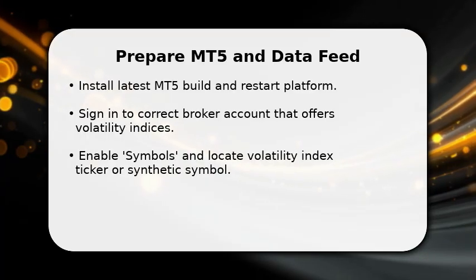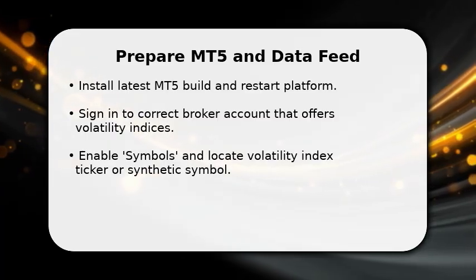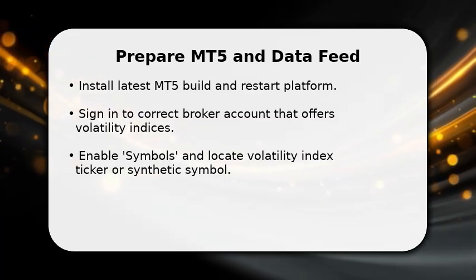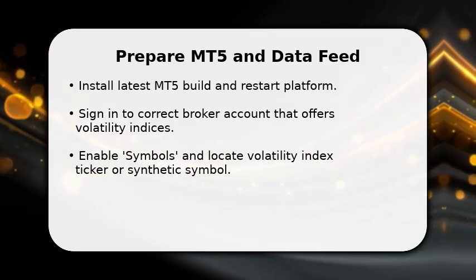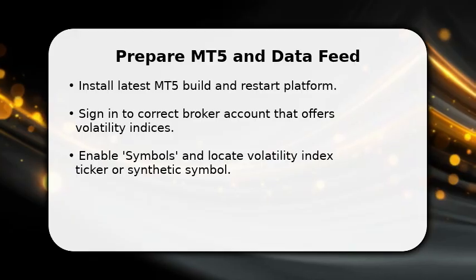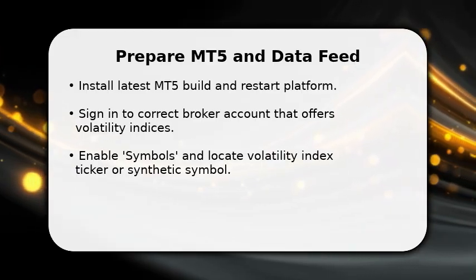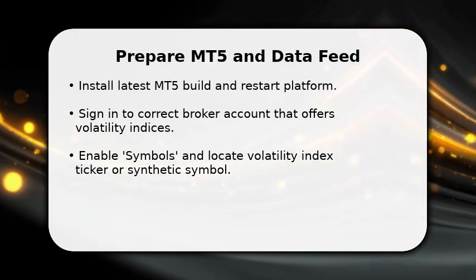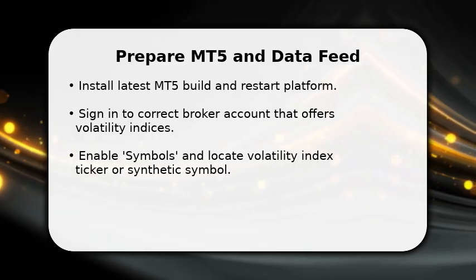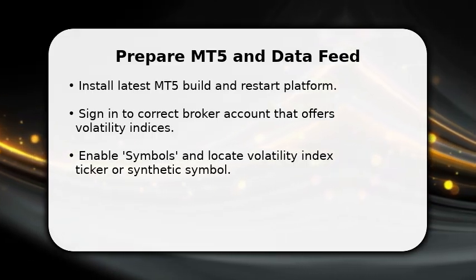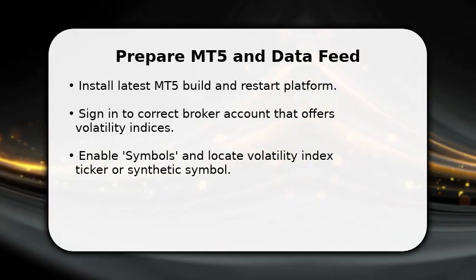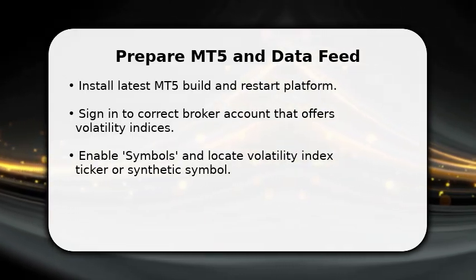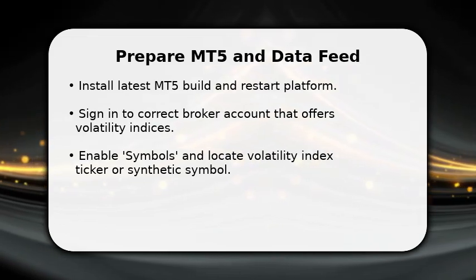You start by confirming MT5 is up to date and connected to the broker that provides volatility indices. Once done, open MarketWatch and press Ctrl+U to open symbols. You need to find the volatility index under Indices or Synthetic Assets. Make sure to enable the symbol so it appears in MarketWatch. This first step gives you the trading feed and permissions required to add the chart. Proceed only after the symbol is visible and enabled.